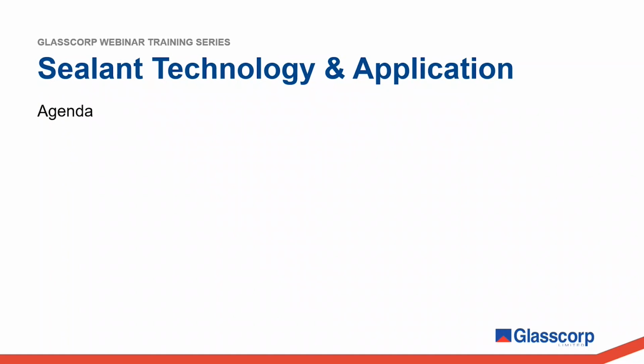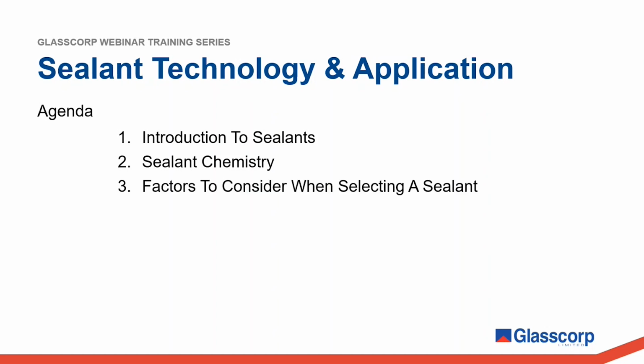Okay, so just a brief run through of what we plan to cover in the next 30 minutes or so. So firstly, just a very basic introduction to sealants and common applications in our industry. Then we'll move on to aspects of sealant chemistry, detailing the differences between some common sealant types, after which point we'll discuss a few important factors to consider when selecting a sealant for an application. And finally, we'll wrap up with a brief run through of key sealants in the Glasscorp offering. And at the end of the presentation, there should be a few minutes remaining for some Q&A if anybody has any further questions.